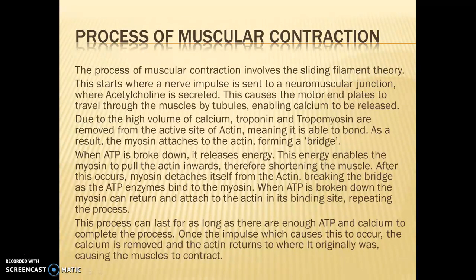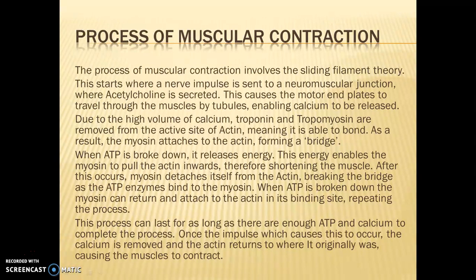Process of muscular contraction. The process of muscular contraction involves the sliding filament theory. This starts where a nerve impulse is sent to a neuromuscular junction, where acetylcholine is secreted. This causes the impulse to travel through the muscles by tubules, enabling calcium to be released. Due to the high volume of calcium, troponin and tropomyosin are removed from the active site of actin, meaning it is able to bond.